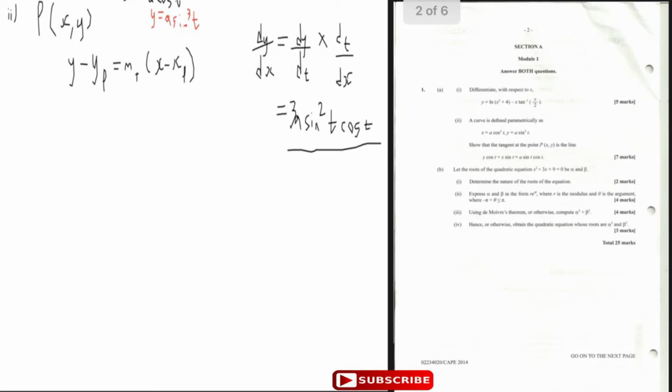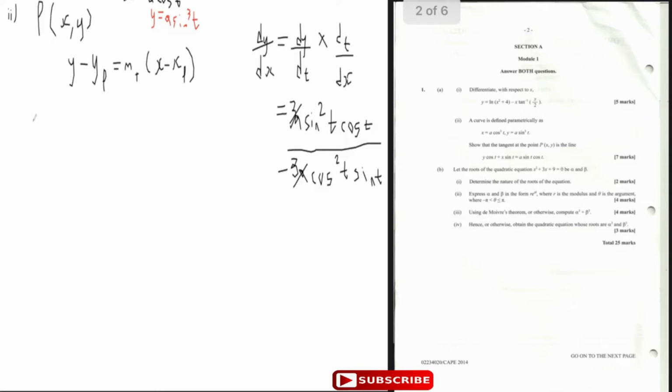x is equal to a cos cubed t. So to differentiate it, we carry down the power to get 3a. We subtract 1 from the power to get cos squared t times the derivative of cos. When you differentiate cos, you get minus sine. So it's minus 3a cos squared t sine t. So that's dx by dt. Now this 3a cancels out this 3a, and I'm going to leave the rest for now.